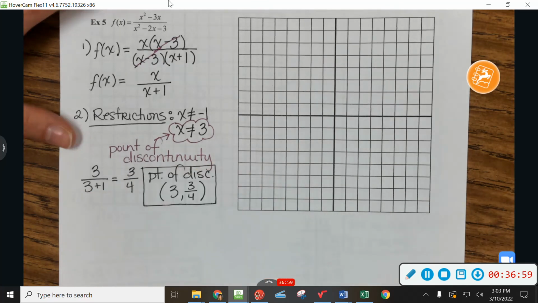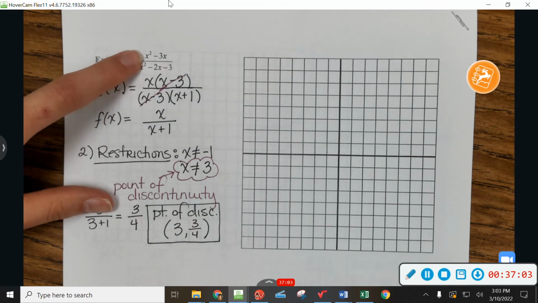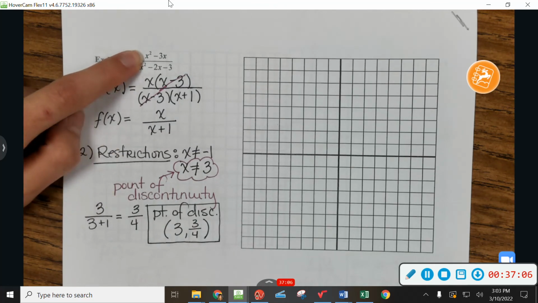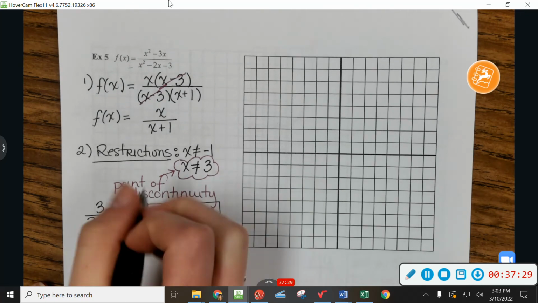Now what's important about that? Well, if I were to plug a 3 in my original numerator, I'd have 3 squared minus 3 times 3. That's 9 minus 9, which is also 0. So if your point of discontinuity also causes a 0 in the numerator, that's considered a removable point of discontinuity. I'm not going to ask you that on the quiz or test, but that's just something for you to know, okay?